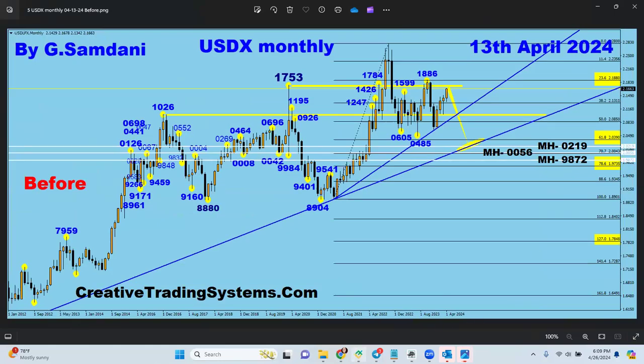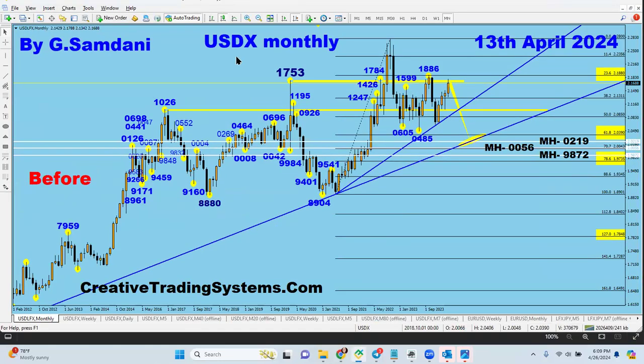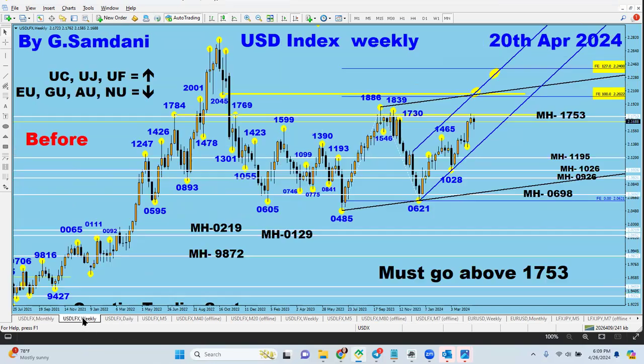Let me show you the weekly chart; the weekly is much better. This was my other scenario: if we break above 1753, then these will be the targets, and those pairs will turn to the other side. This is what's going to happen if that happens. If you go above this, then these pairs will go down. But we stayed below 1753 so far.